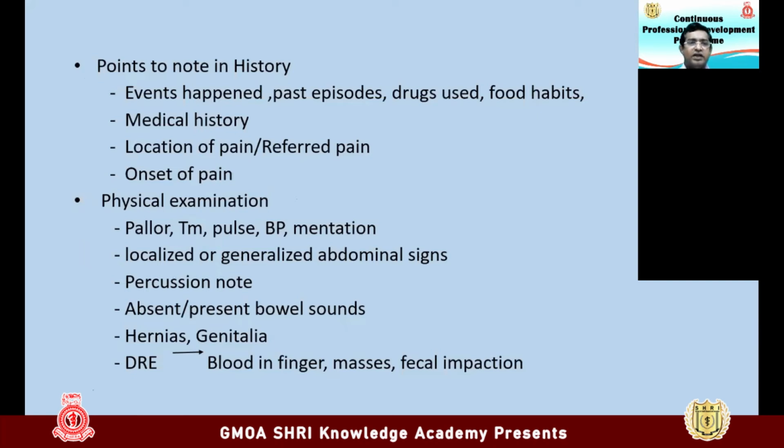So as I mentioned earlier, there are some important points for us to consider when we are taking the history. So events: what kind of events did the patient have before he developed this abdominal pain? Sometimes patients can develop acute severe abdominal pain in lactic acidosis when they have strenuous exercise or the like.